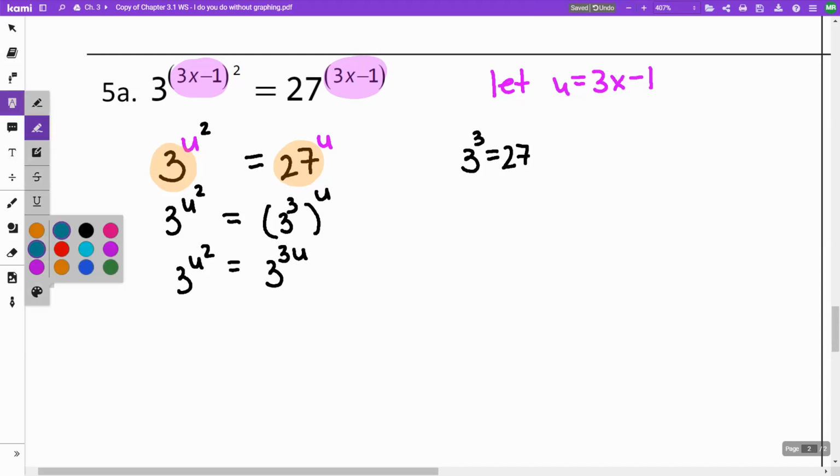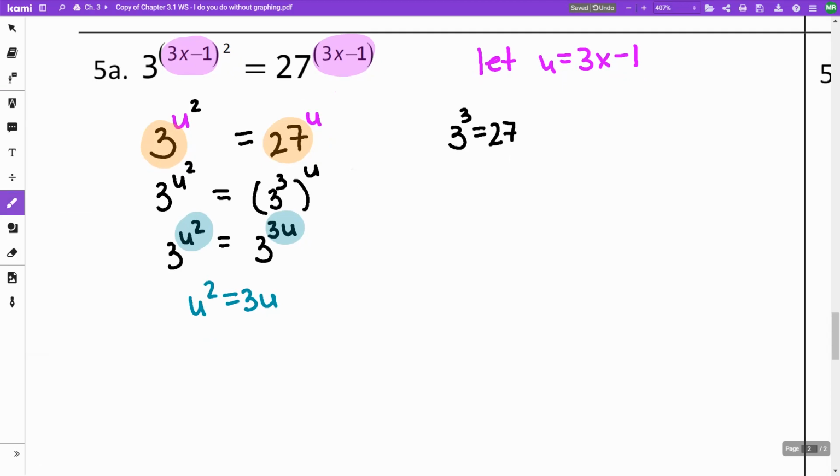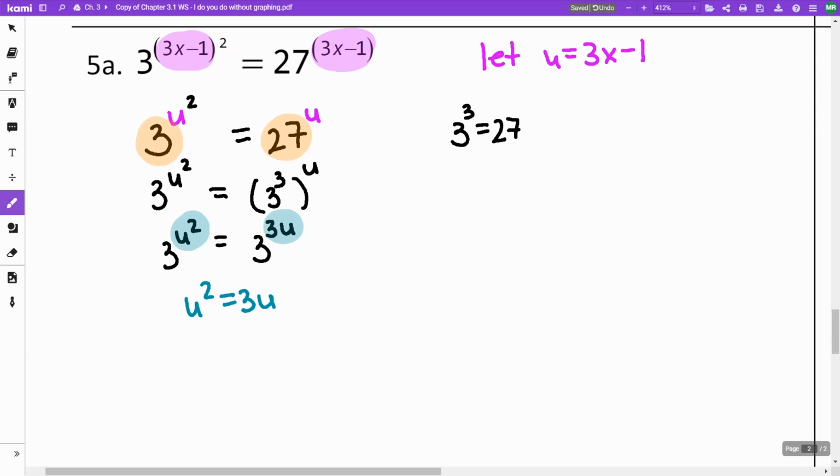So once I get my exponents, my base is the same, both 3 to a power. Now I know my powers have to be equal. So I'm going to say, okay, that means u squared has to equal 3u. This is a quadratic. I'm going to solve this by getting everything on one side and 0 on the other. So I am going to basically minus 3u from both sides.